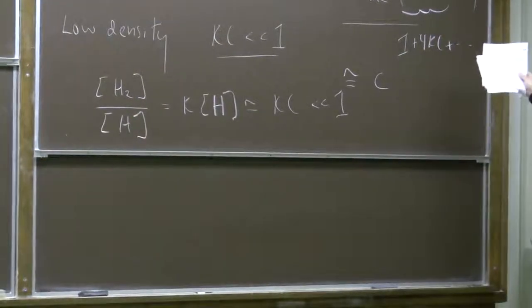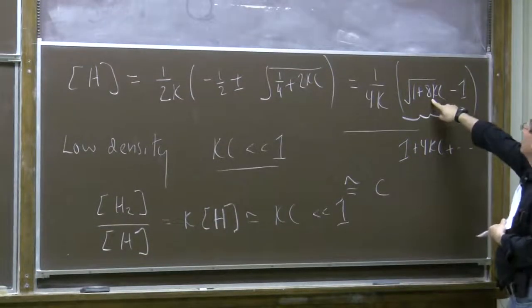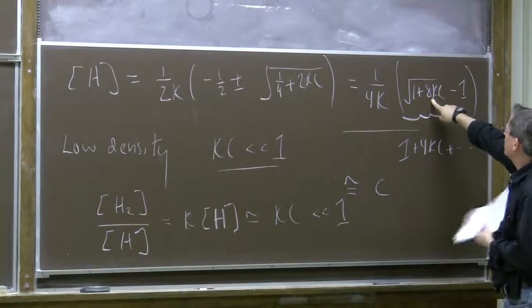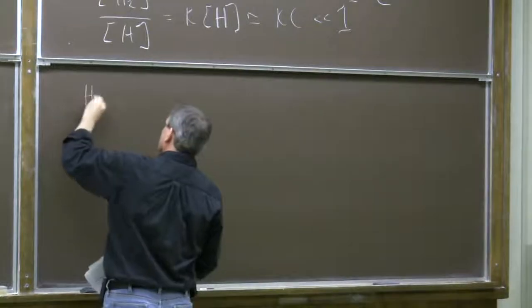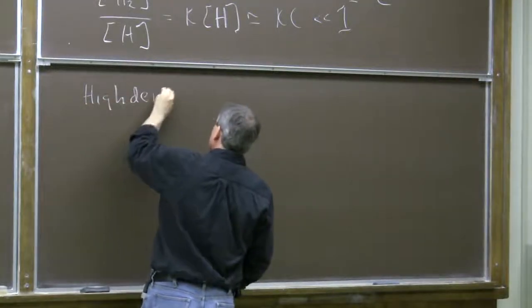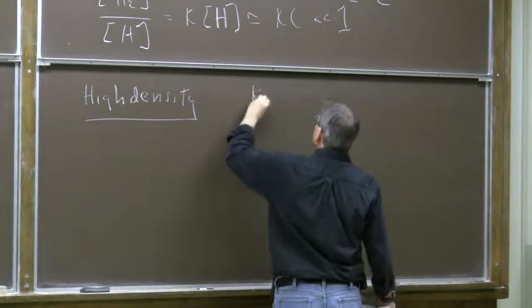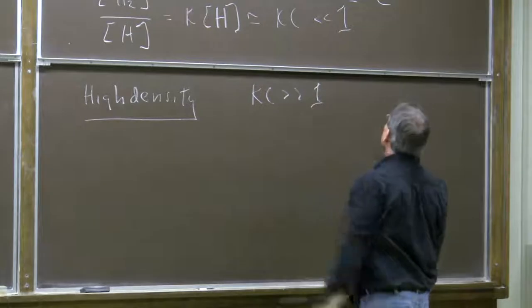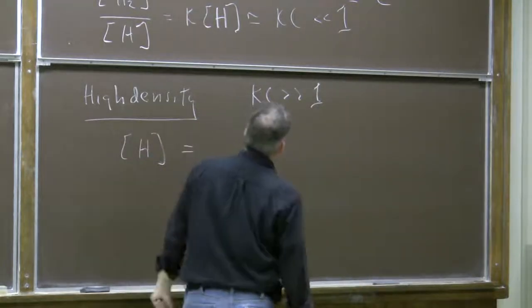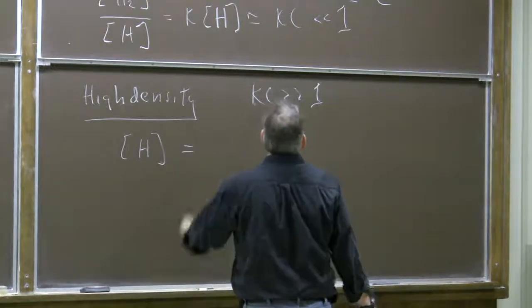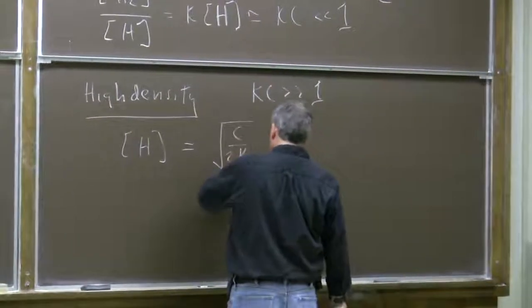And in that case, the Kc is large compared to 1. And so this is essentially the square root of 8 Kc. And so for the abundance of atomic hydrogen, I would get the square root of C over 2K.